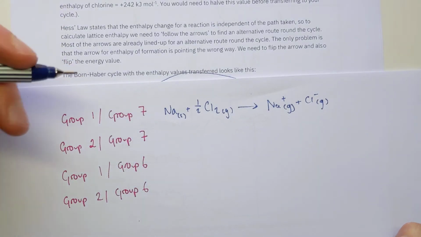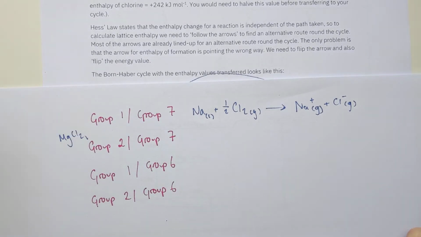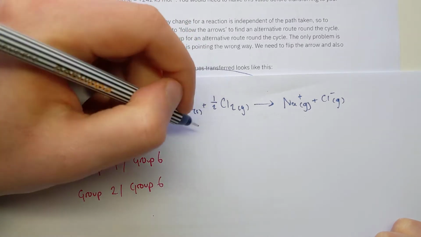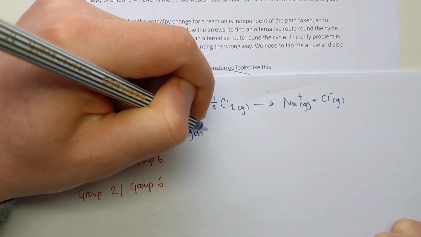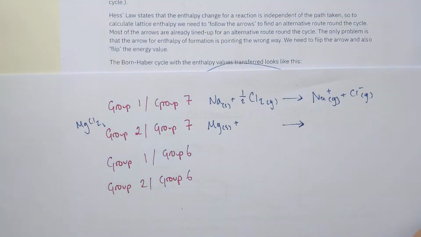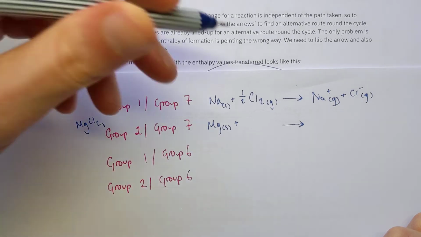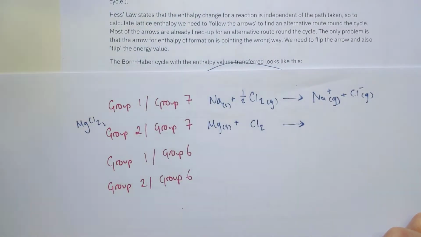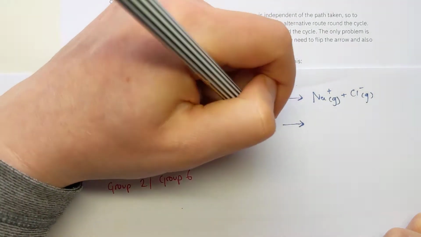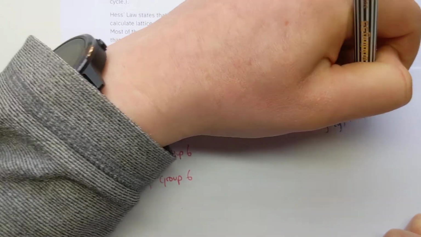For a Group 2, Group 7 compound, let's go for MgCl2, with magnesium in Group 2 and chlorine still in Group 7. Mg is still a solid. Now I have to be careful here. In my lattice enthalpy, I'm talking about splitting apart 1 mole of lattice, which is MgCl2. That means I'll form 2 chloride ions in this case. So I need to use a full chlorine molecule to get 2 chloride ions when I break it apart. That's one wee difference. It's going to break apart to Mg2+ as a gas and 2 chloride ions as a gas.